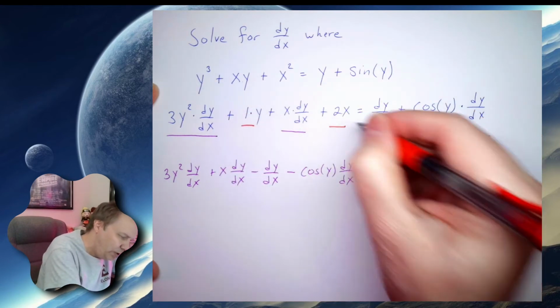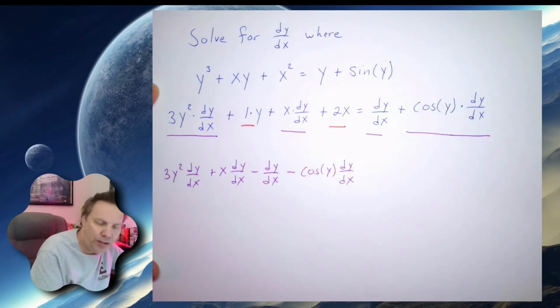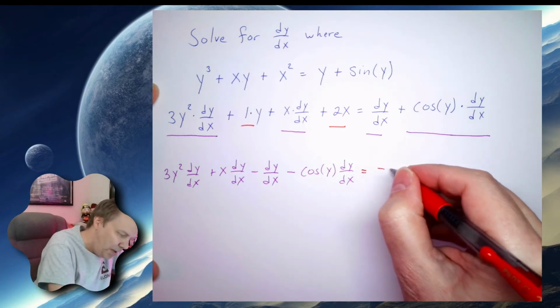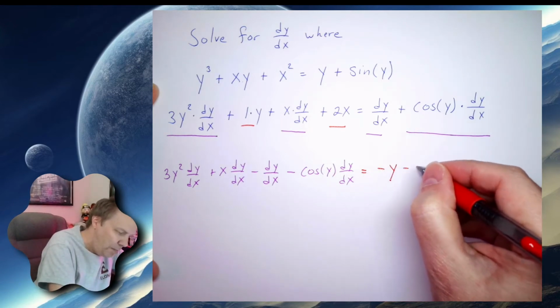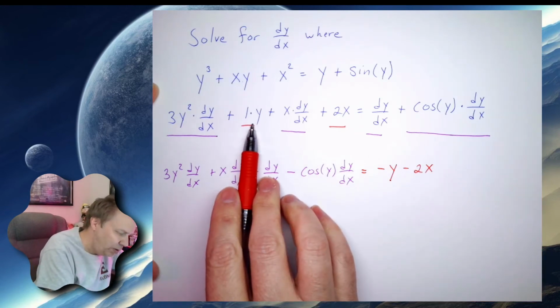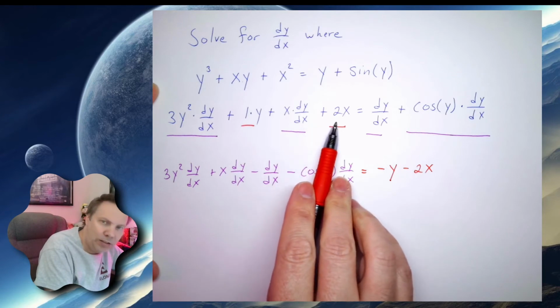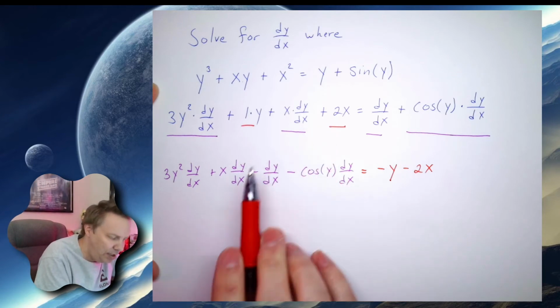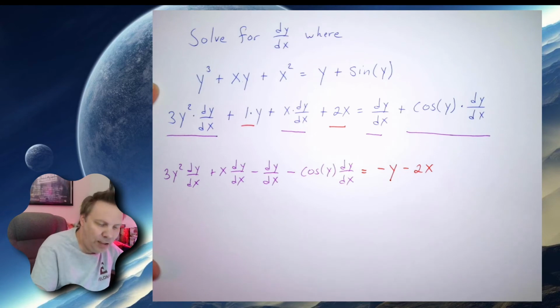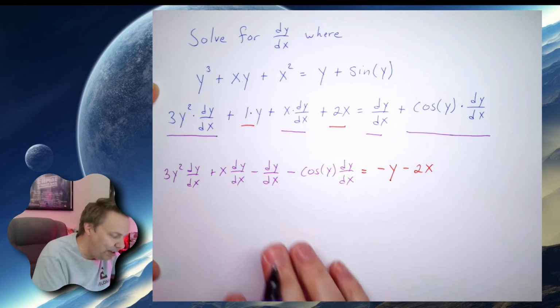Now what about the other terms? This one, and well, there are no others. I'm going to bring them to the right side. Minus y minus 2x. So I'm going to subtract y from both sides, subtract 2x from both sides, so I get negative y minus 2x.